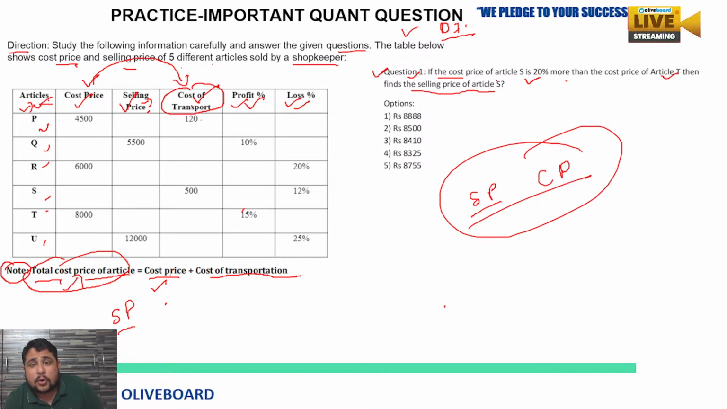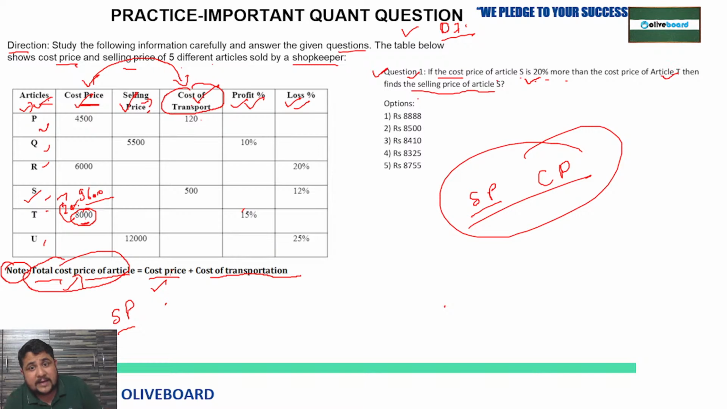Okay, so if the cost price of article S is, so article S is here. Now, article S cost price is this, right? They are not talking about total cost price. Remember, cost price and total cost price are both different here. So now, cost price of article S is 20% more than the cost price of article T. So 20% more: 8,000 plus 20% of 8,000. 10% of 8,000 is 800, so 20% of 8,000 is 800 multiplied by 2, which means 1600. So 8,000 plus 1600 is 9,600. Clear? As per the question detail, we are moving ahead.